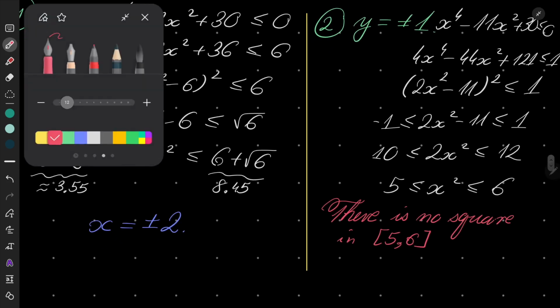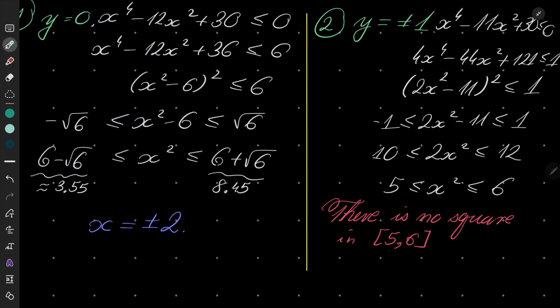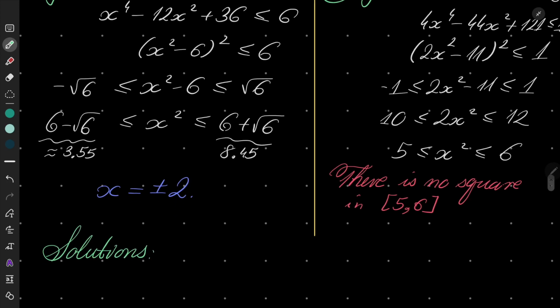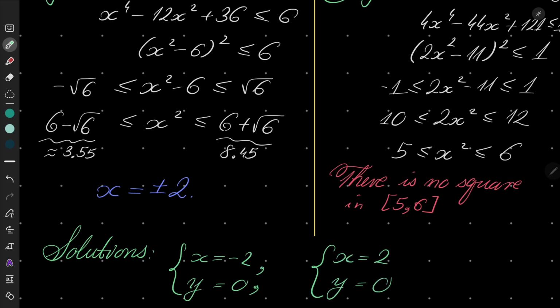Okay, and that means that we have only 2 pairs of solutions. We have 2 pairs of solutions, minus 2, 0, and the second pair, 2, 0. And that closes our problem.